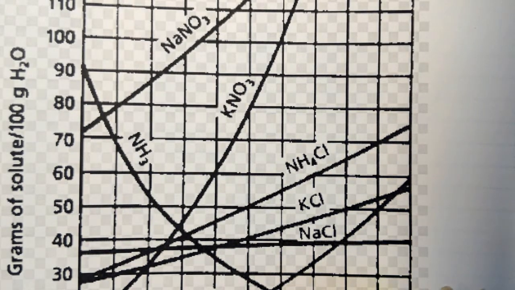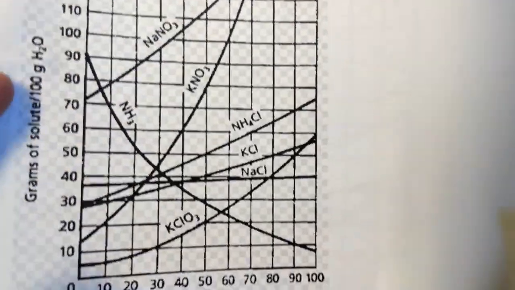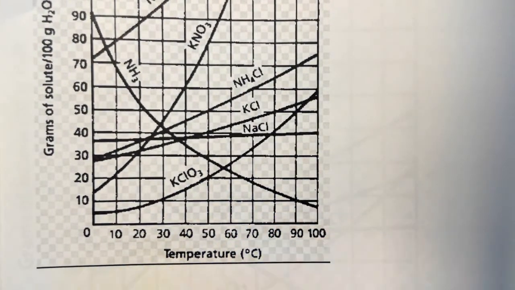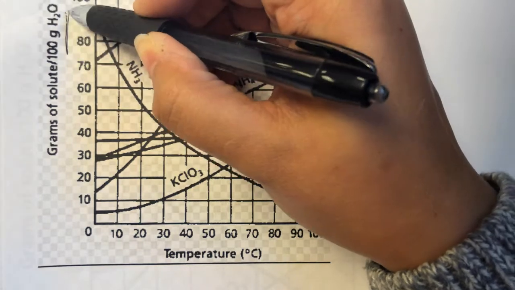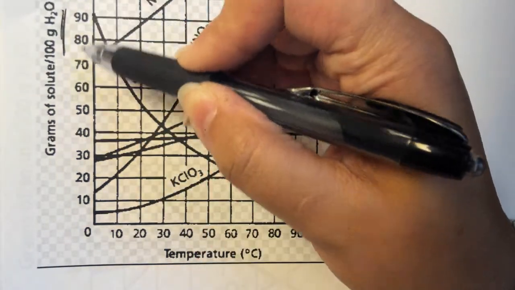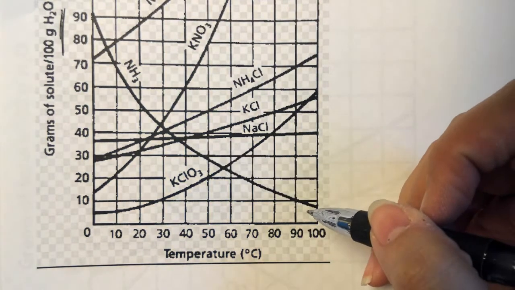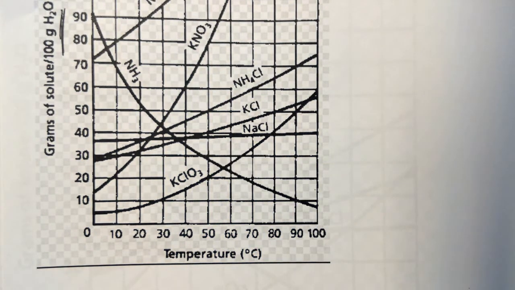All right, so we have our solubility chart, okay? And so this is the change in temperature. This is how much water we're dissolving it in, and these are the grams of solute that have been dissolved. There are several different solubility curves here. Do not be afraid or nervous about all of this, because we're just going to look at one line at a time.